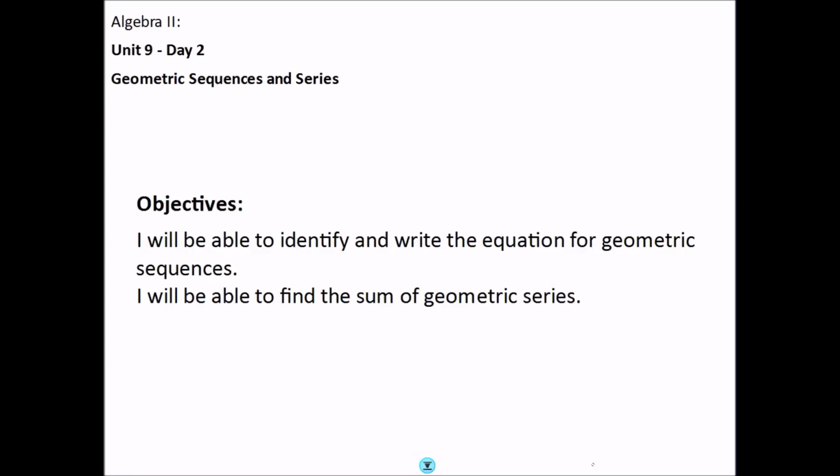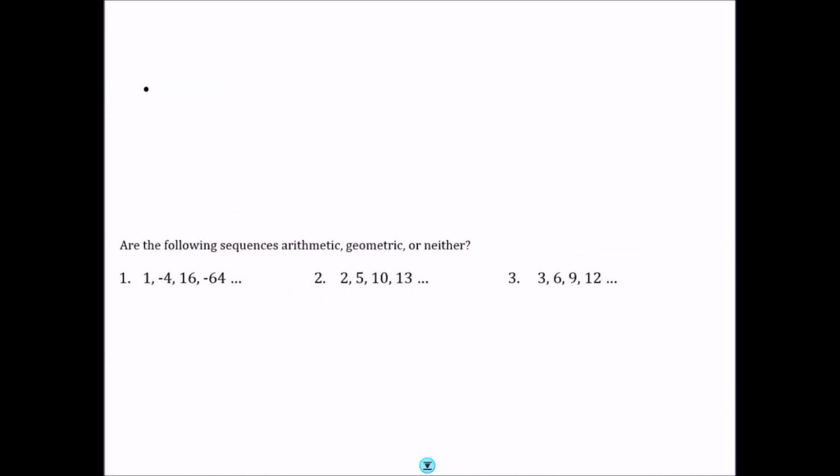Today we're going to take a look at geometric sequences and series. By the end of this video, you should be able to identify and write the equation for geometric sequences, and you should be able to find the sum of a geometric series. Let's start off with a definition.